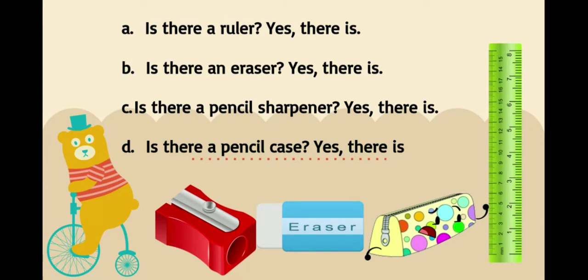Okay, the other example, "Is there a pencil sharpener?" You have to check. "Is there a pencil sharpener?" "Yes, miss." So we have to say, "Yes, there is." Okay, how about the other example? "Is there a pencil case?" You can say, "Yes, there is." Remember, we have to use "is" for only one thing. If more than one, we have to use "are".